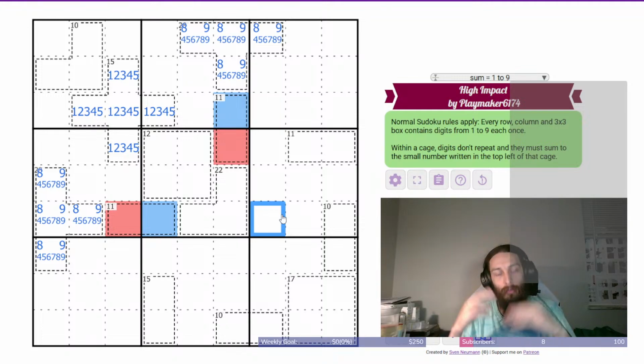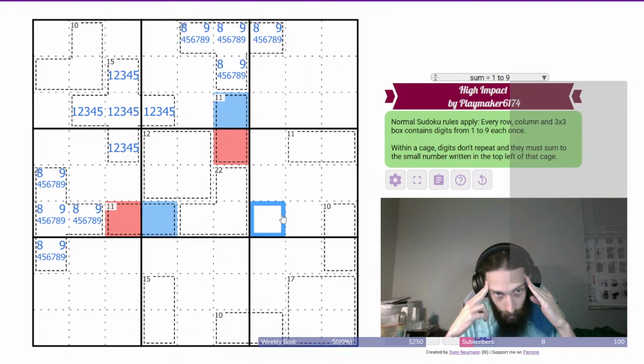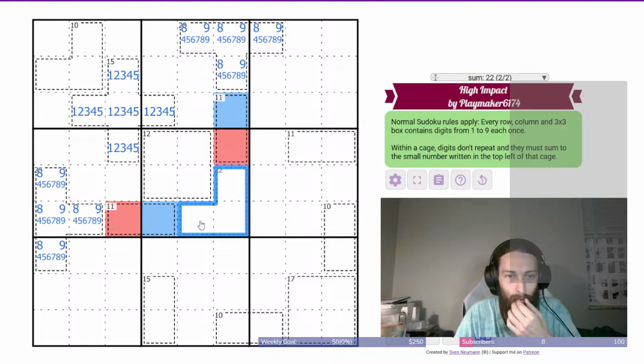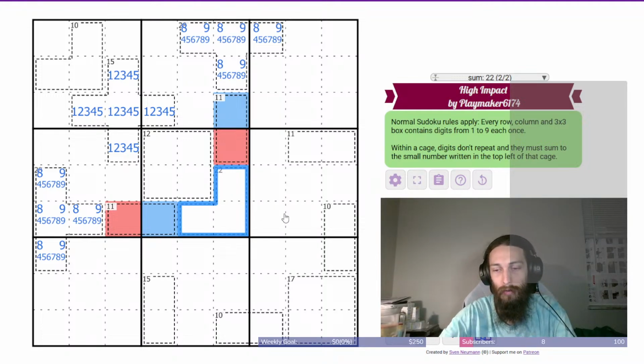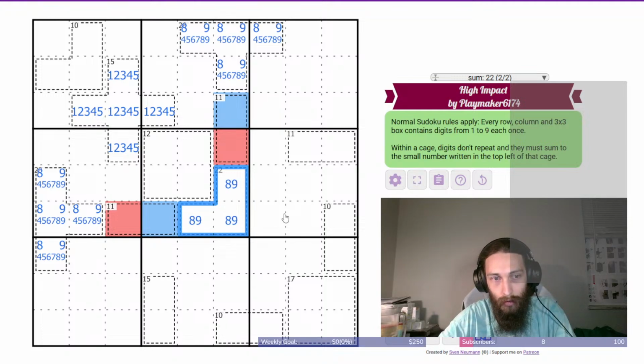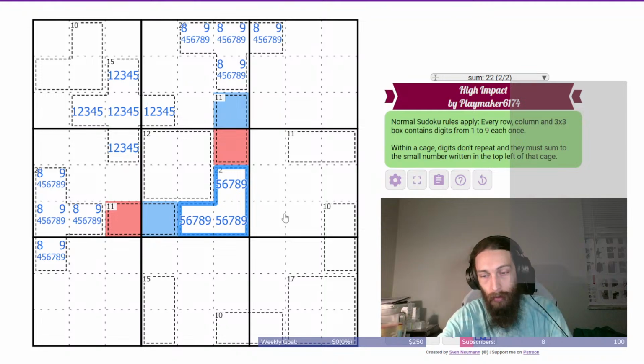We know that the two 11 cages are the same. Although maybe I should look at this 22, because there's only two ways to do 22, which is 8, 9, and that's 17, which is 8 straight 5, 2, which is 5, or you can do 6, 7. So we know we have 8 and 9.